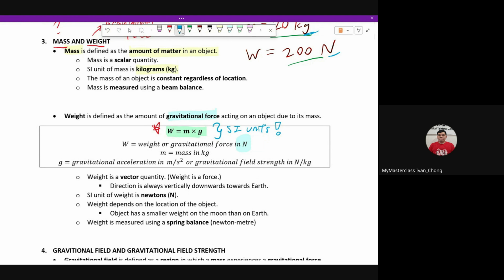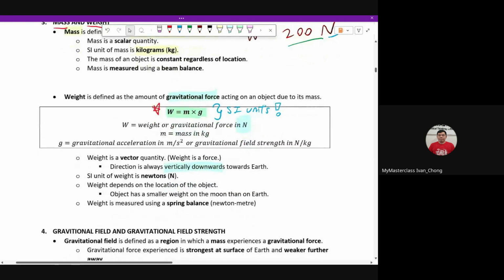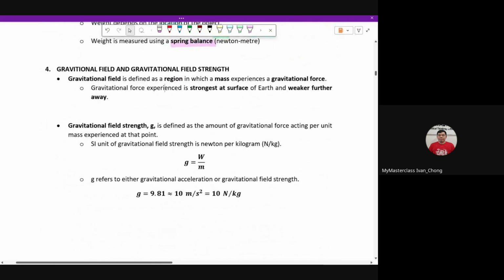So weight is a vector quantity, which means it has magnitude and direction. The direction will always be vertically downwards. It will be towards the earth. And weight is affected by location. So if you're on the moon versus if you're on earth, you will have different results. Okay? And if you measure it, mass uses a beam balance, your weight uses a spring balance. Okay? So don't worry too much about this.